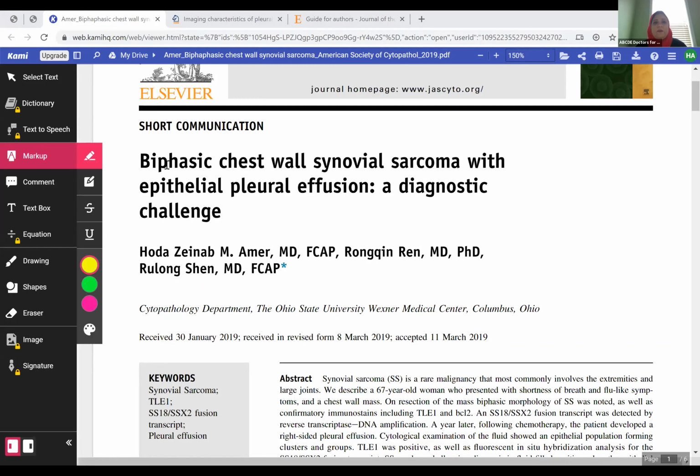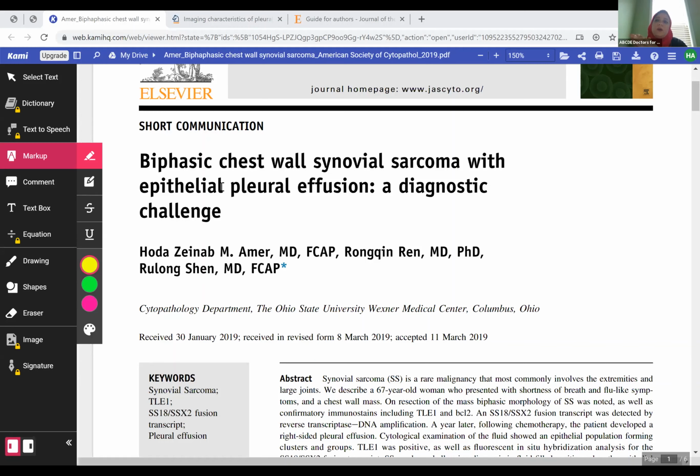Right off from the title, you could see why this was important, because it was a diagnostic challenge, right? And what made it unique was that it was biphasic, but it had an epithelial pleural effusion. Just so you understand the background, synovial sarcoma usually has different areas, okay? If it's biphasic, when it goes into the pleural effusion, it should also be a biphasic pleural effusion.